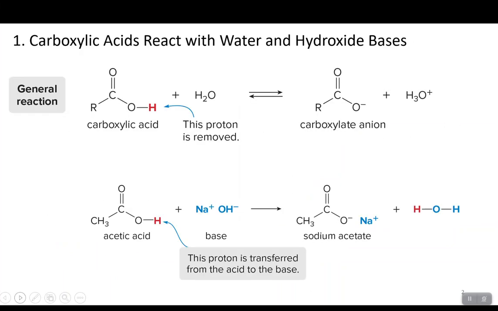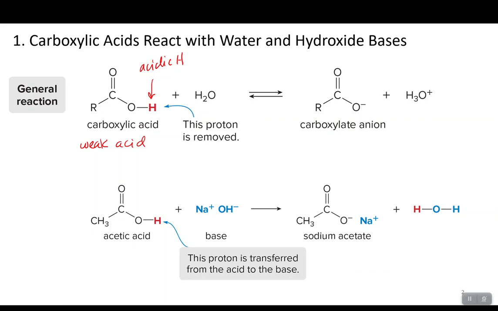All right, let's talk about carboxylic acids and how they dissociate in water, and then how they interact with hydroxide bases. So for a carboxylic acid, let's recall that a carboxylic acid is going to behave as a weak acid. So what this means is that it has a proton that it can donate. That proton is always going to be this one right here. This is sometimes referred to as the acidic hydrogen because it's the one that is donated in an acid-base reaction.